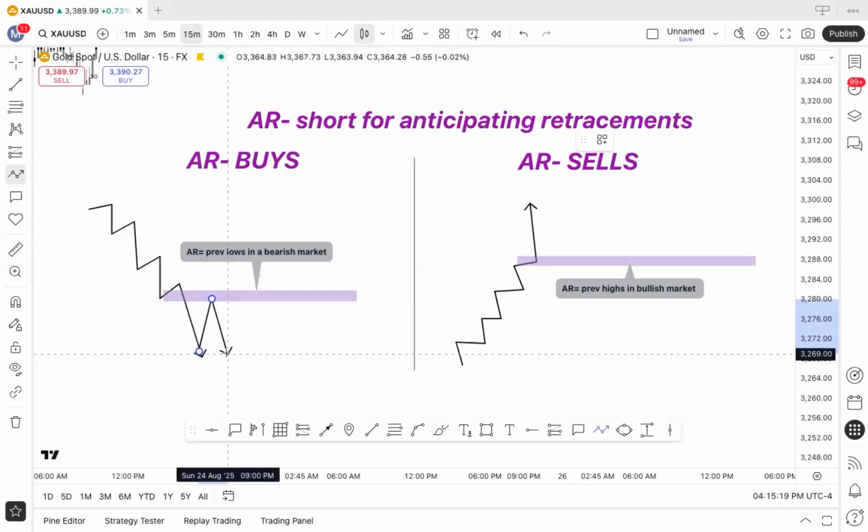So with these AR levels, they are great points where you can anticipate movements to occur. And this can actually help you with spotting liquidity. When we get into my hunting liquidity video, this will make sense. So I really want you to get this concept understood.